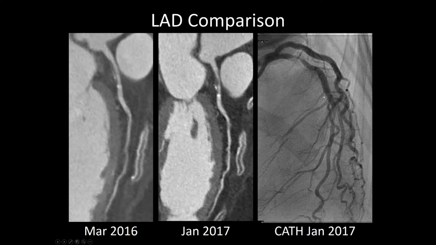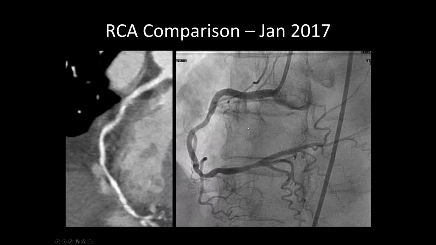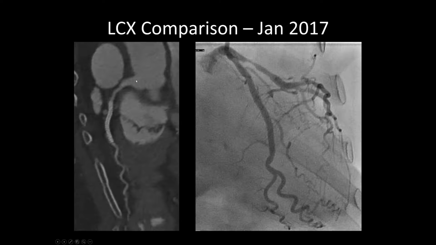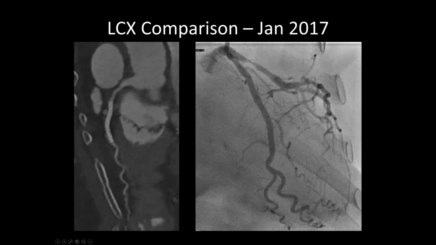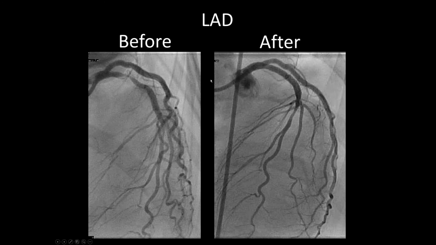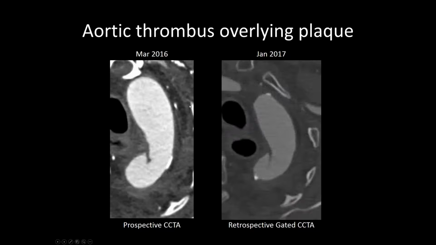So the patient ended up getting a cath for this, and here you see the LAD, and you see the severe narrowing proximal. And the right coronary looks patent like it did before. The left circumflex has this stent, so it looks widely patent here. Here you see the LAD again in the back. You can see the narrowing. So the LAD before, and then it was stented.